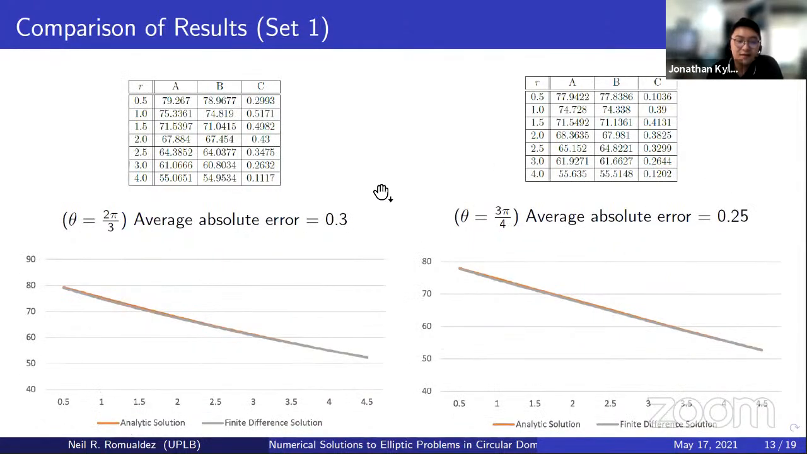So for the next angle, 2 pi over 3, his average absolute error is 0.3. And you can see that it is almost one line, except in the middle part where his error is a bit bigger compared to the rest of the graph. Same behavior with the angle of 3 pi over 4, with an average absolute error of 0.25. So that's for his first set of results.